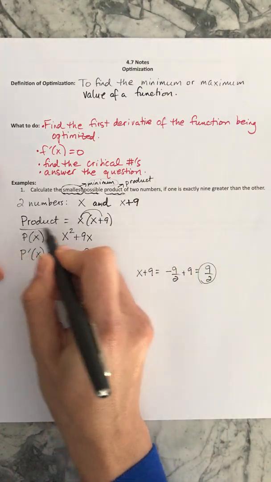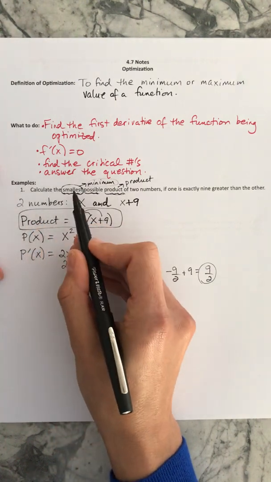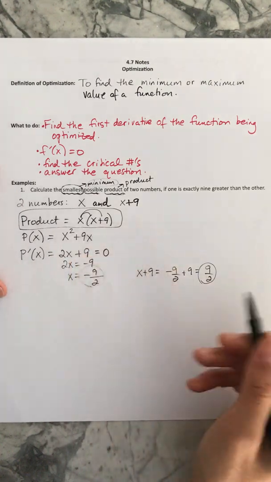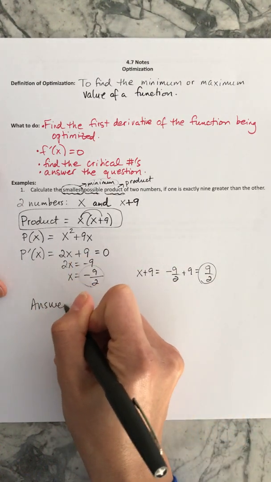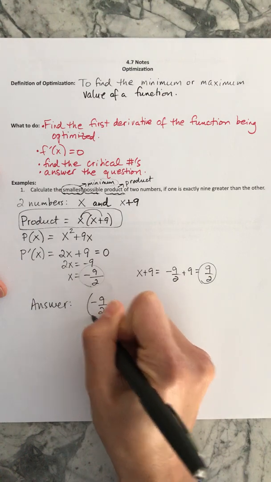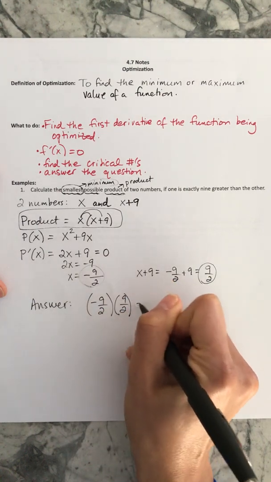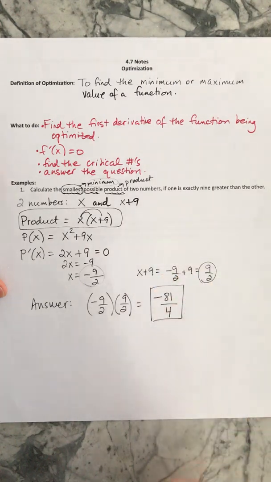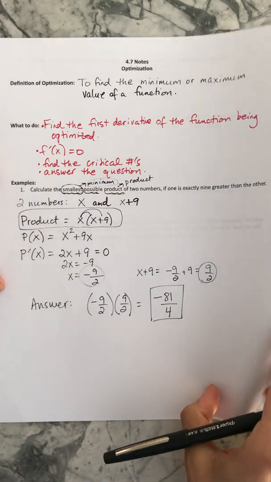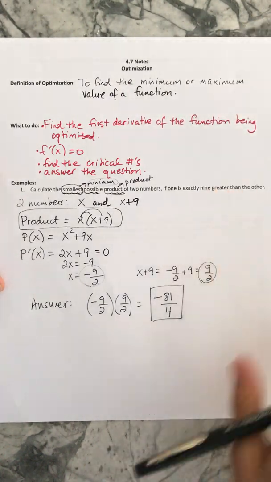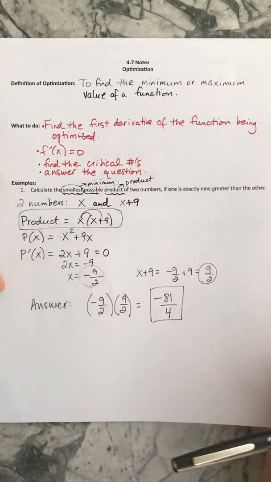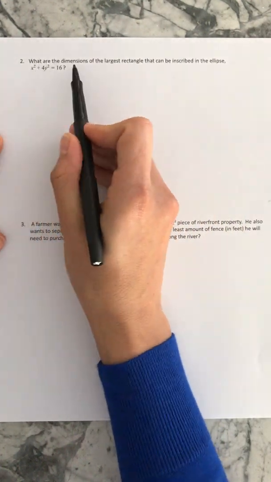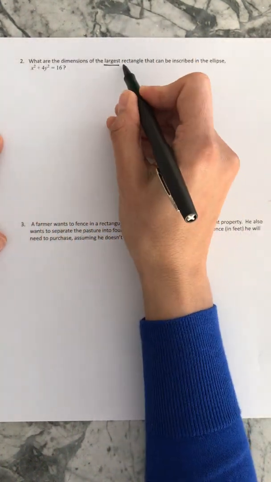And so the product, right, calculate the smallest possible product, is when we plug in those 2 numbers and multiply. We're going to multiply negative 9 over 2 times positive 9 over 2, and our answer is going to be negative 81 over 4. This is our answer, negative 81 over 4. That's the smallest possible product of 2 numbers who have a difference of 9. Okay, let me go on to question number 2. Question 2, what are the dimensions of the largest rectangle?